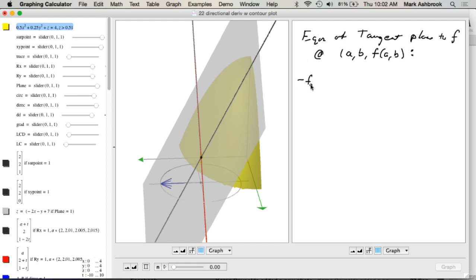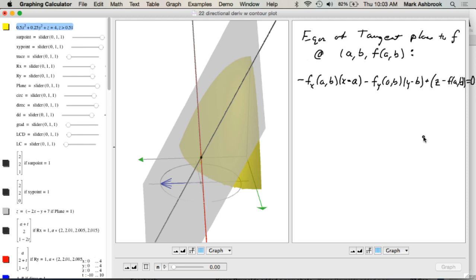going to be negative partial with respect to x at (a, b), times x minus a, minus partial with respect to y at (a, b), times y minus b, plus, am I going to make it? z, so 1 times z minus f(a, b) equals, I made it.